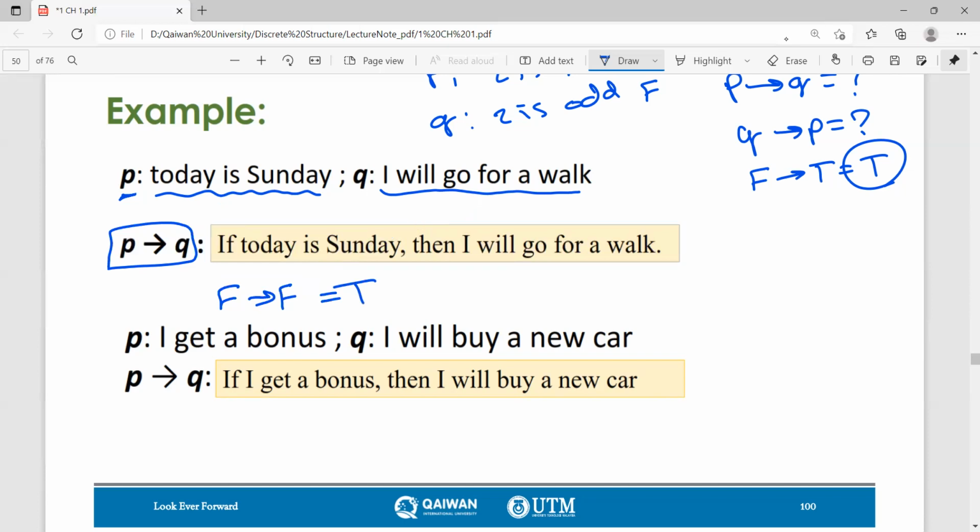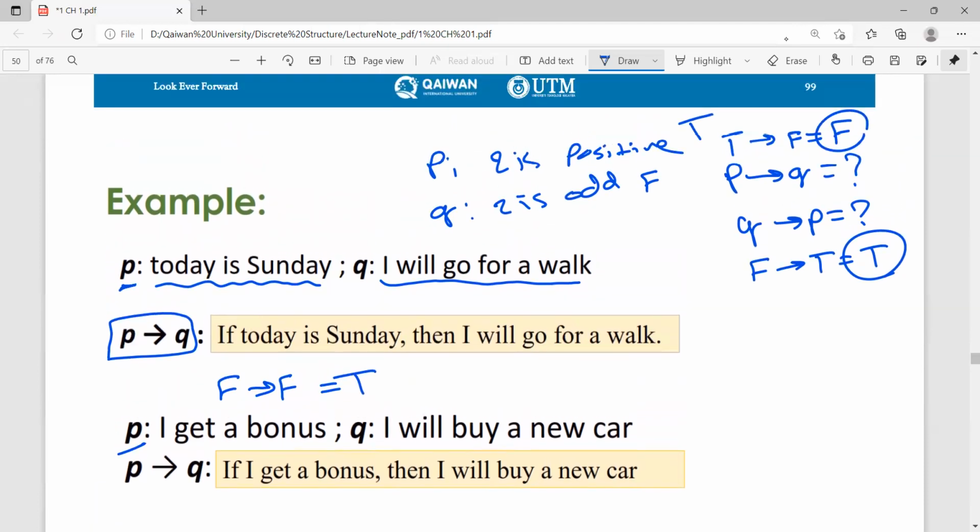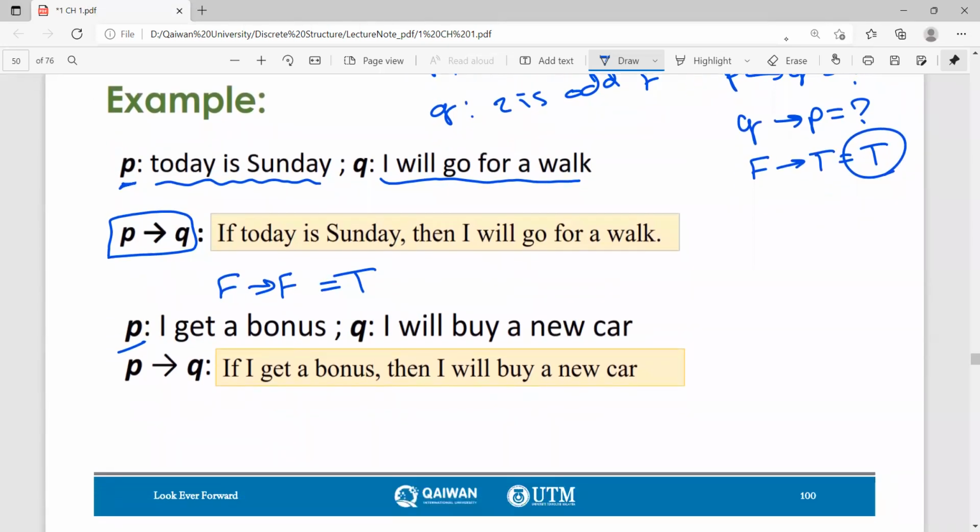Look, I get a bonus. This for P. I will buy a new car. To combine these two by conditional statement, we say P then Q. That means if P happens, then Q happens also. Look, if I get a bonus, then I will buy a new car.